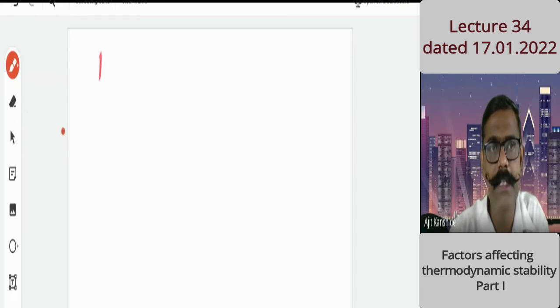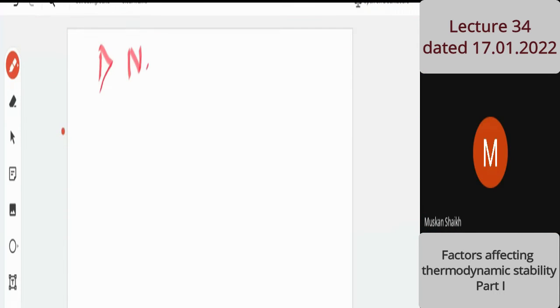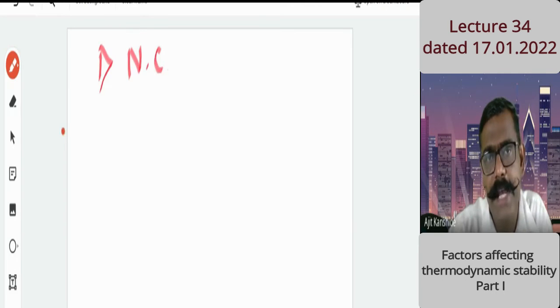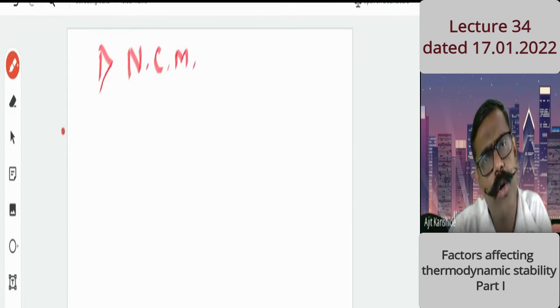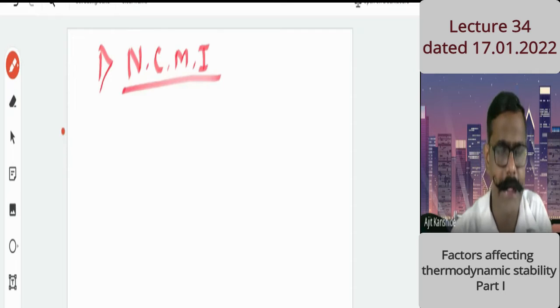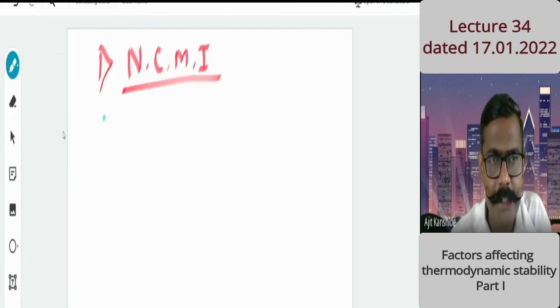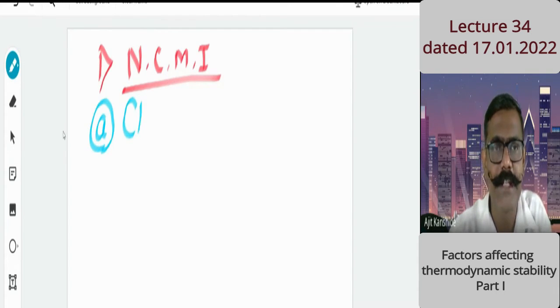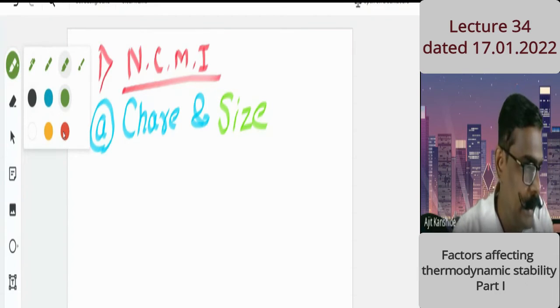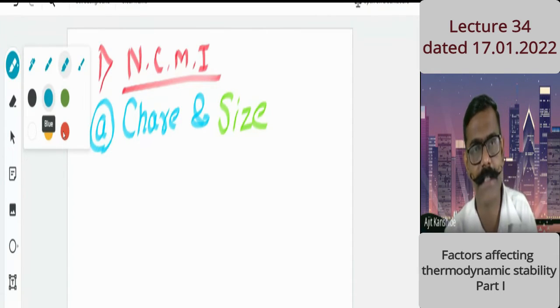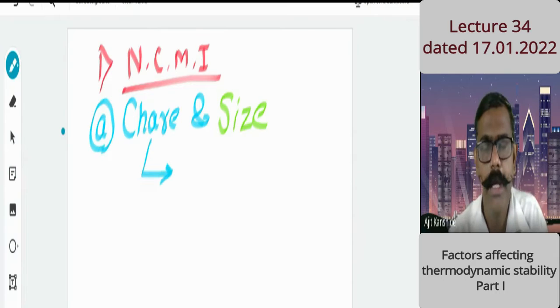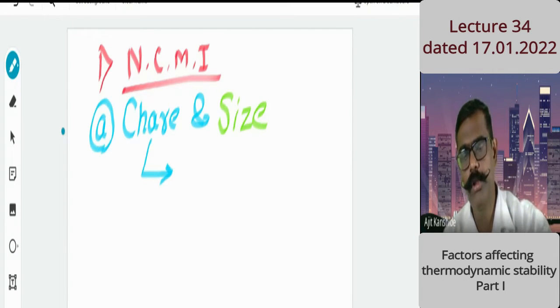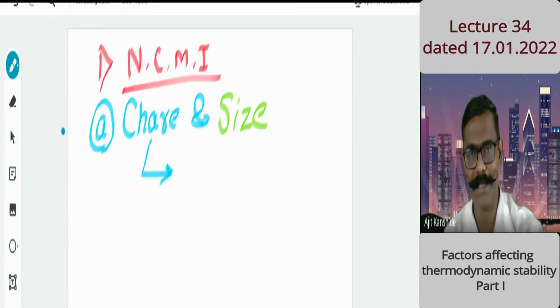So let me consider the first factor. What was the first factor? Nature of central metal ion, or you can simply say metal ion. In that, the first point is charge and size. Out of that, let me discuss the first aspect, that is charge. And for that, in your book, they have given a few examples.